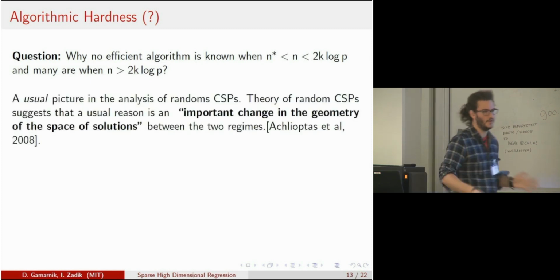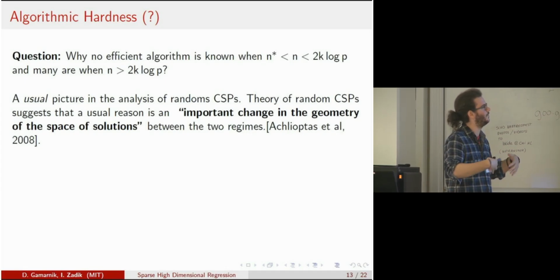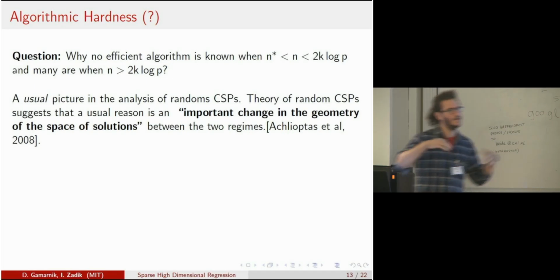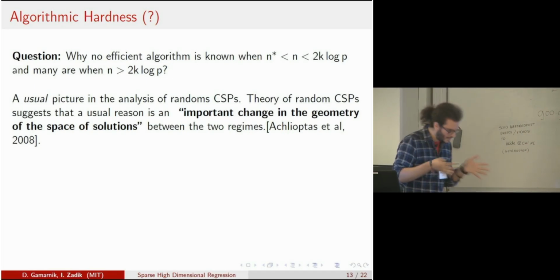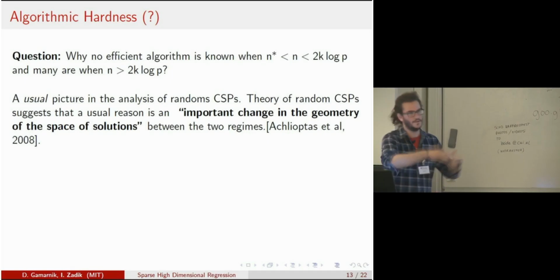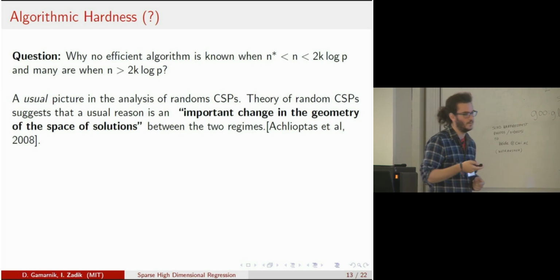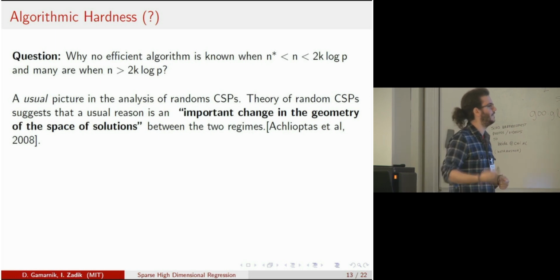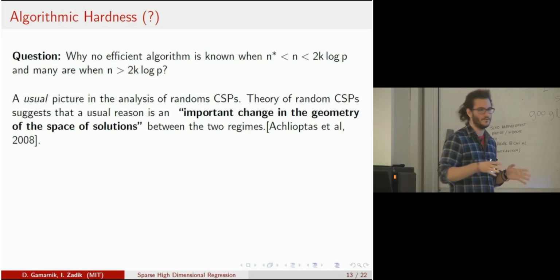We conjecture that there is algorithmic hardness, and that this is the reason. It's not our fault, as a community, that we cannot find smart algorithms for this, but it is an inherent difficulty in the problem. So how do you argue about such a thing? That's a big question, especially in an area where complexity theory has not emerged to the level that exists in the worst-case scenario. So we turn to random CSPs, random constraint satisfaction problems, or combinatorial optimization problems under randomness. In these problems, this picture is very familiar to the people there.